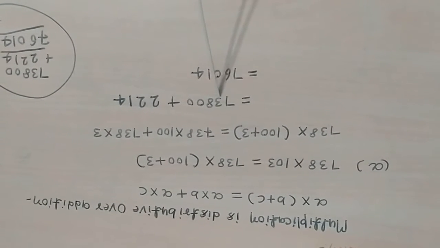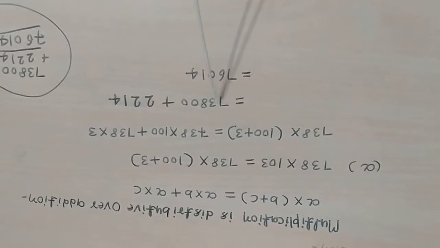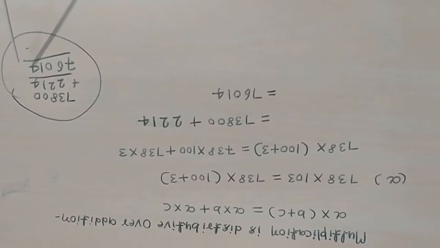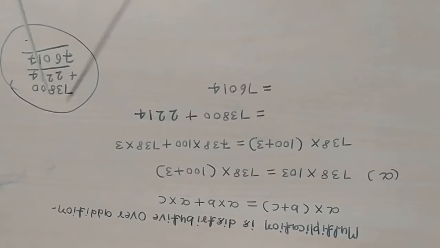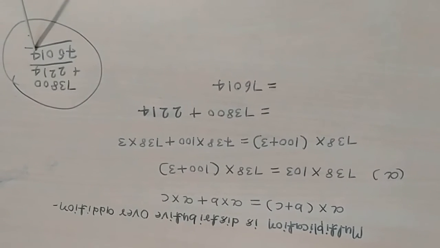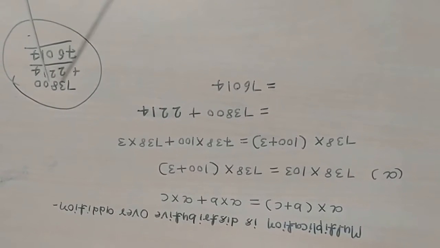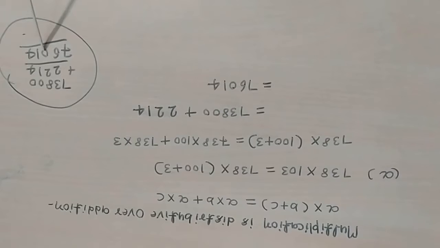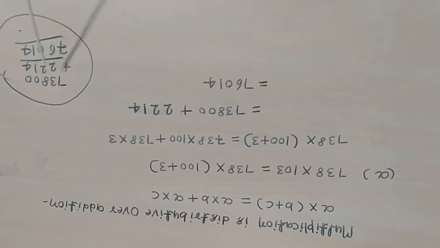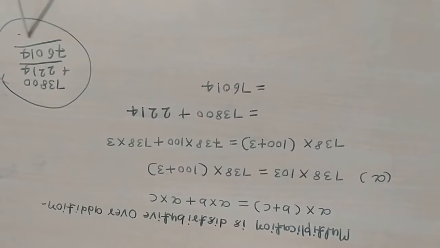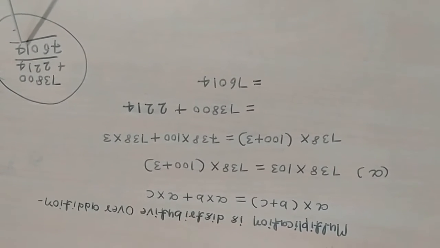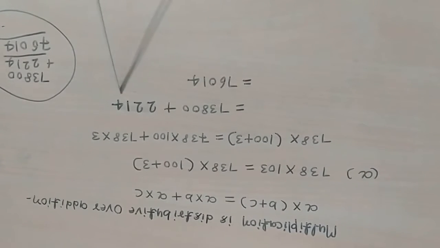Now we sum these numbers: 73,800 plus 2,214. You can see this is addition. 0 plus 4 is 4, 0 plus 1 is 1, 8 plus 2 is 10, 0 carry 1, and 3 plus 2 is 5, plus 1 carry is 6, and 7 we write as it is. So in this way we obtain 76,014.